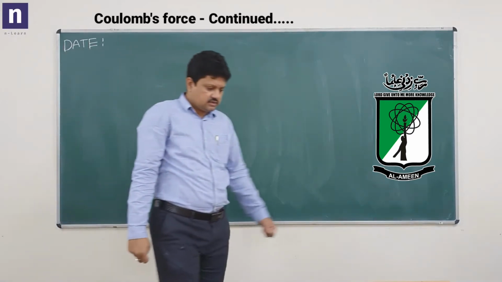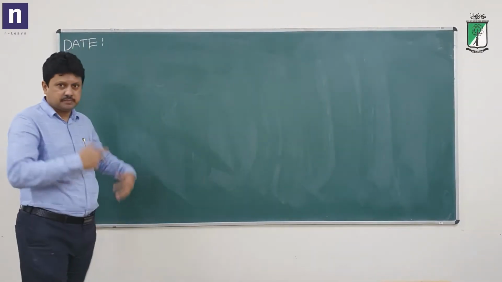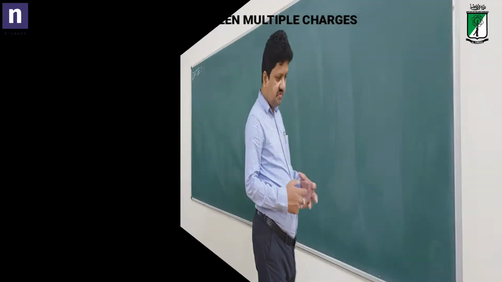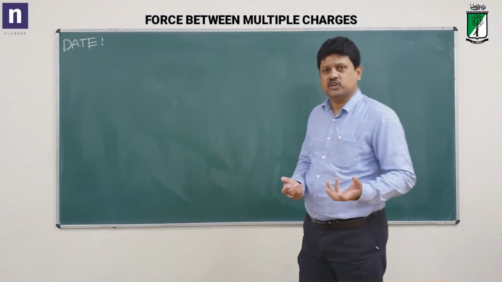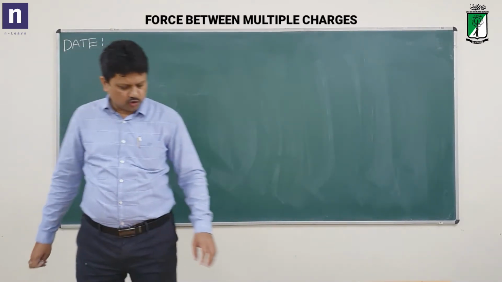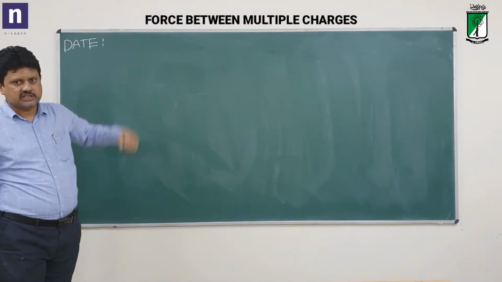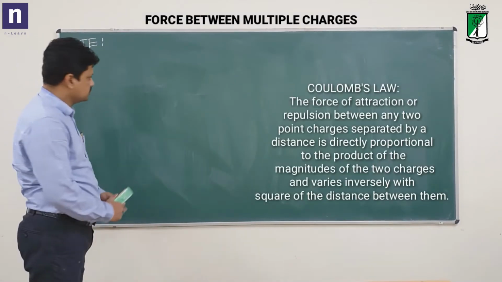Let us try and understand what will be the force if there is a system of charges, that is multiple point charges. If there are multiple forces acting on a body, the net force will be the vector sum of individual forces. So let us try and understand now force between multiple charges, using of course Coulomb's law.